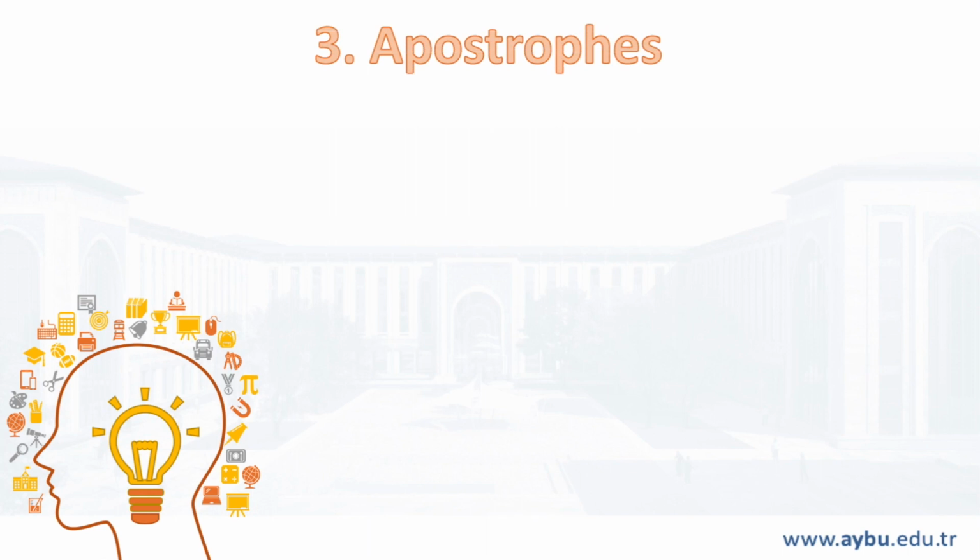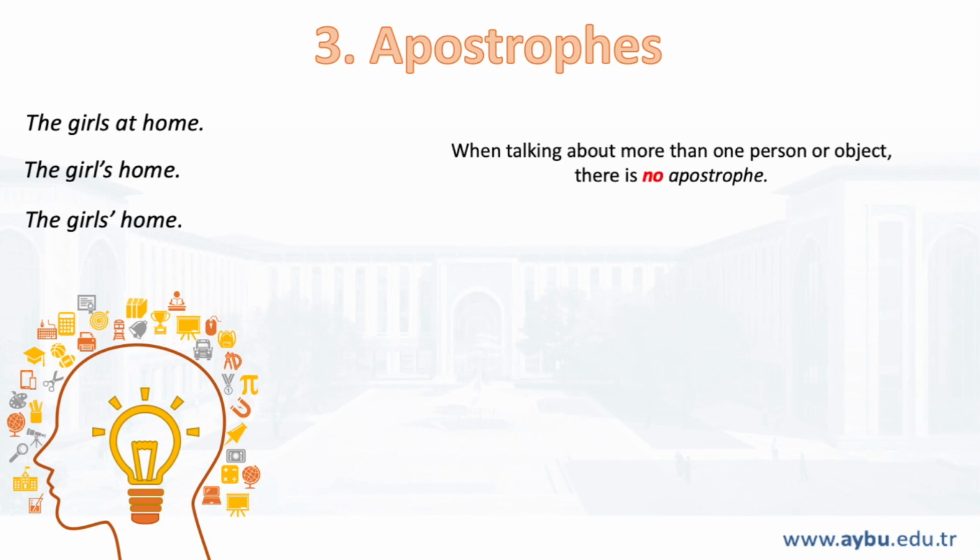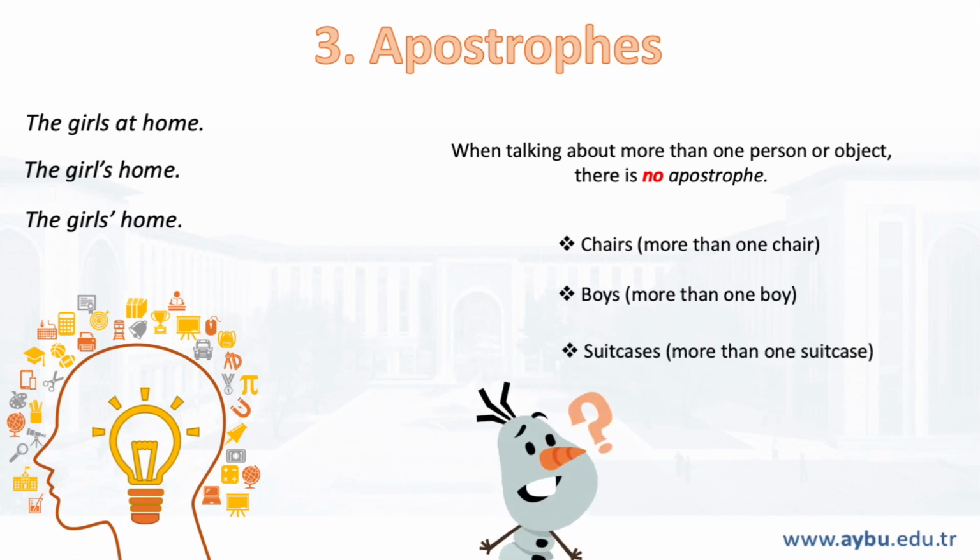Apostrophes are commonly confused. Please look at these examples to compare the differences. The girls are at home, the girl's home, the girls' home. When talking about more than one person or object, there is no apostrophe like this one. Chairs, more than one chair, boys, more than one boy, and suitcases, more than one suitcase.